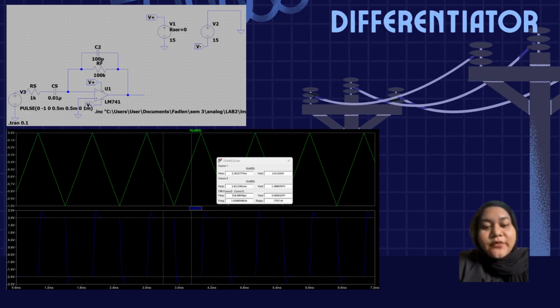High gain at high frequency makes the circuit sensitive to unwanted signal and noise. The op-amp supply voltage limits prevent the output from reaching very high amplitude, causing clipping if the input changes too quickly. Careful component selection is required to balance responsiveness and noise suppression.